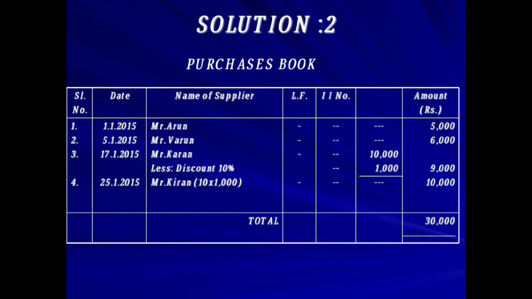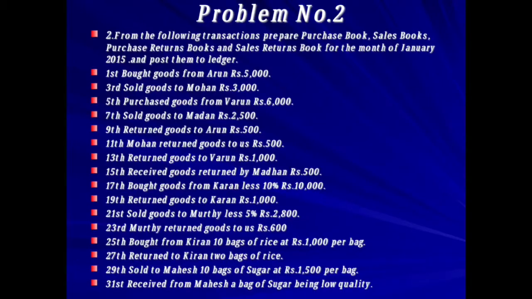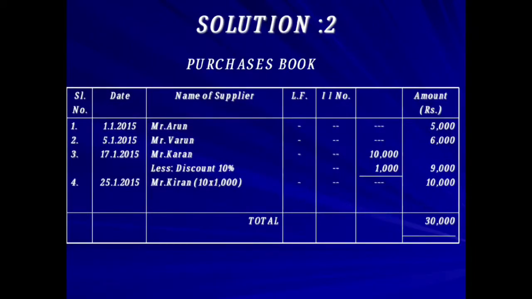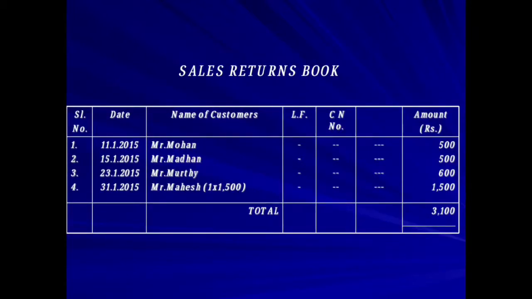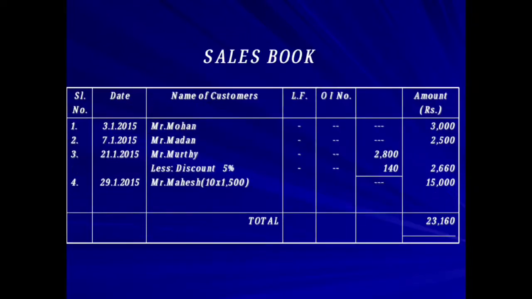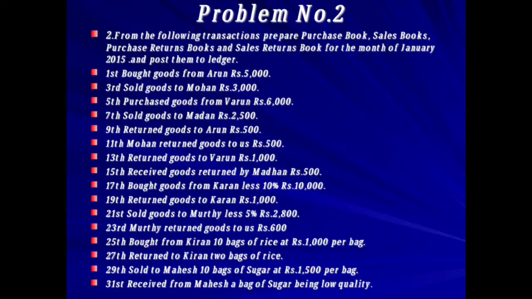Okay, the next entry we will see on 23rd. Murthy returned goods to us rupees 600. Murthy has returned the goods, so which you had to record in a sales returns books, right? Because Murthy previously we have sold the goods, now he has returned it. Okay, so third entry on 23/1/2015, Mr. Murthy rupees 600. Okay, which he has returned. Then we will see next entry after Murthy's entry, 23rd.